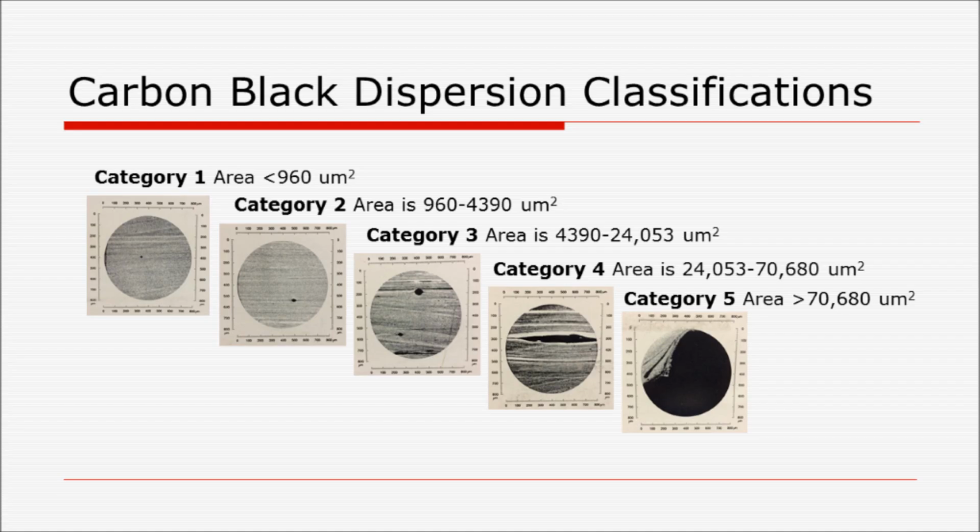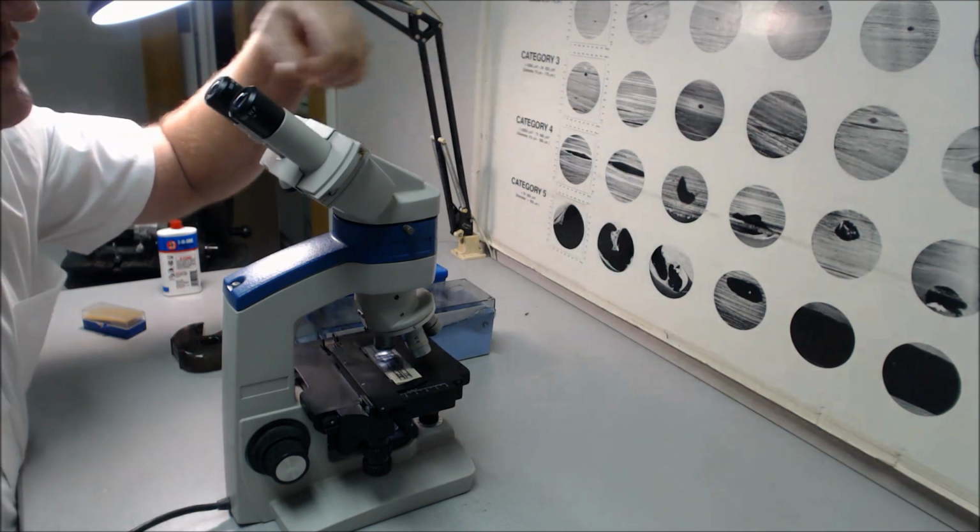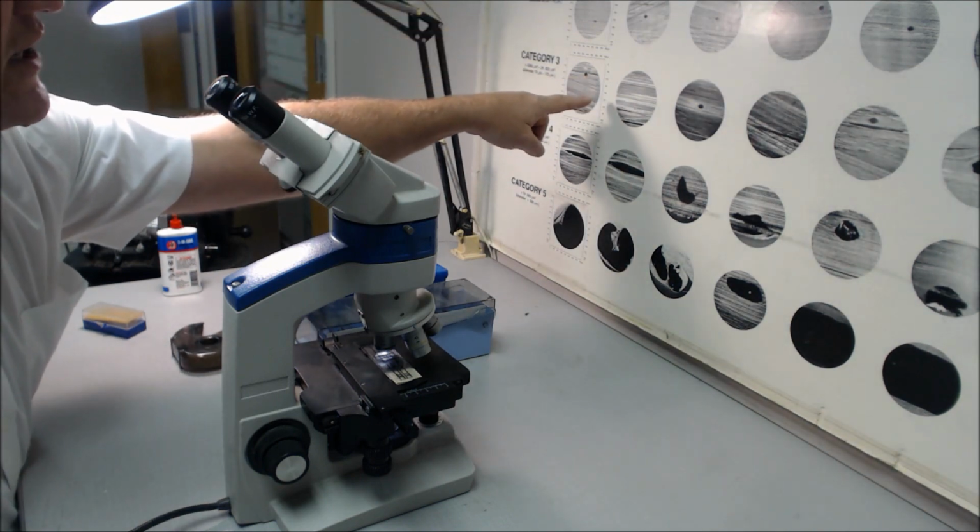These categories are described 1 through 5 in the ASTM chart. You categorize them by agglomerates. These are typically spherical agglomerates of known area, and you use the calibrated reticle to judge that.